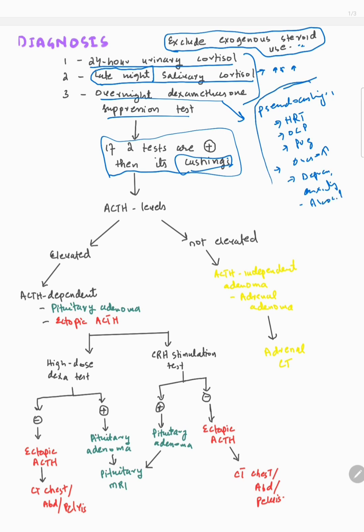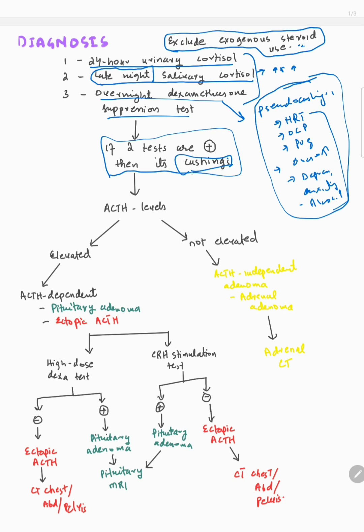So these are all causes of pseudo-Cushing's. If the patient clinically presents as a Cushing's syndrome, but when you do tests, the tests do not show any Cushing's, that basically means it is pseudo-Cushing's. And we listed all the causes of pseudo-Cushing's.